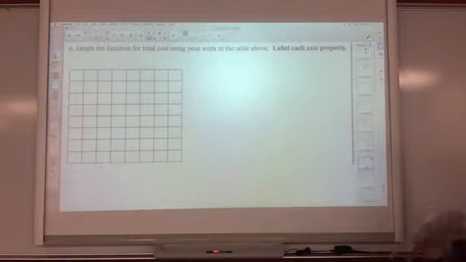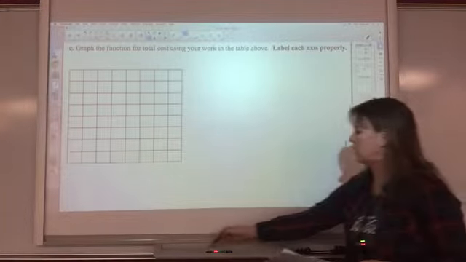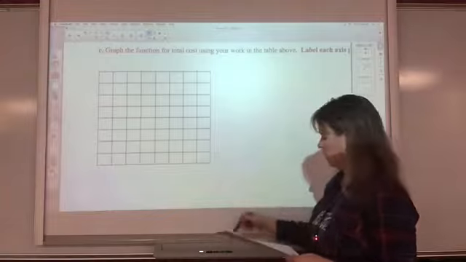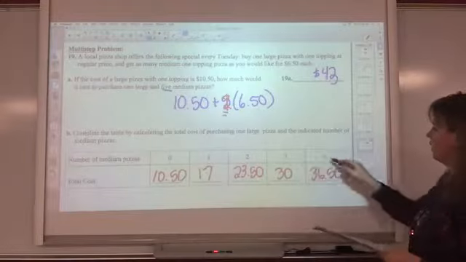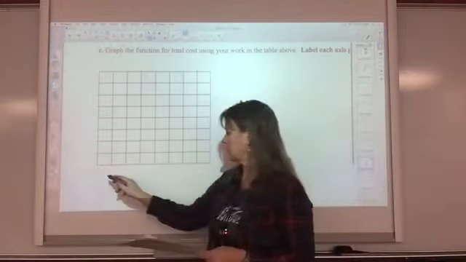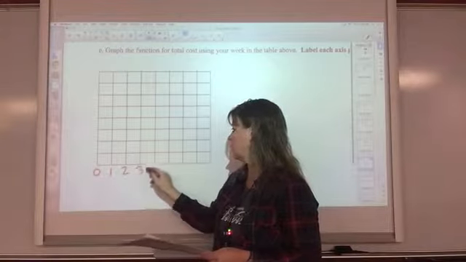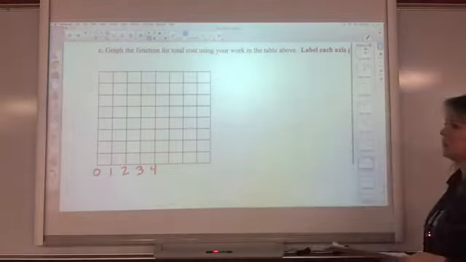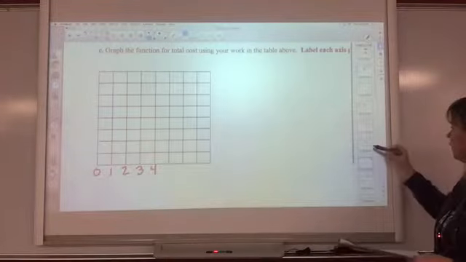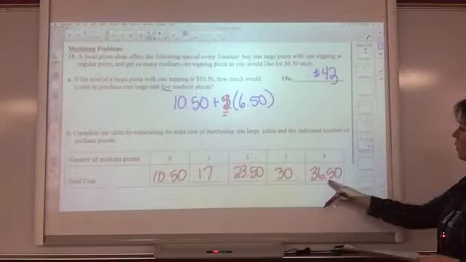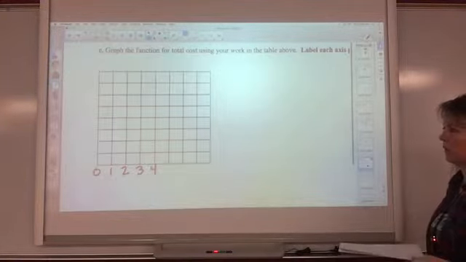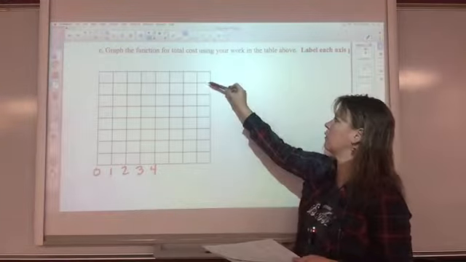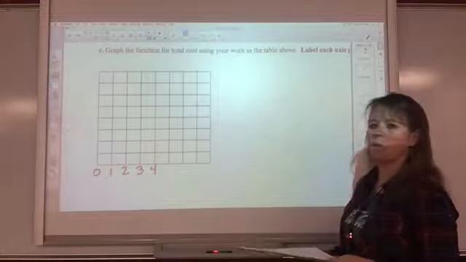Part C, graph the results of that. But it says you have to label each axis properly. So if I'm going to label my axis properly, move this over so I have room, we're going to have anywhere from 0 to 4 pizzas. That's going to go on our x-axis. 0, 1, 2, 3, 4. But we can't just number 0 through whatever on our y-axis. We're going to have to double check. How high does it go? For 4 pizzas, it's $36.50. Can we go by 1s? No, because we don't have 37 marks. Can we go by 2s? 2, 4, 6, 8, 10, 12, 14, 16. Not high enough. What about if we went by 5s?